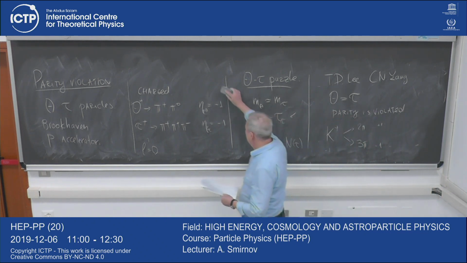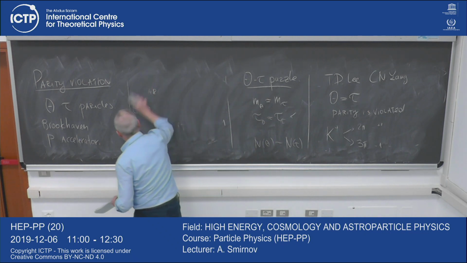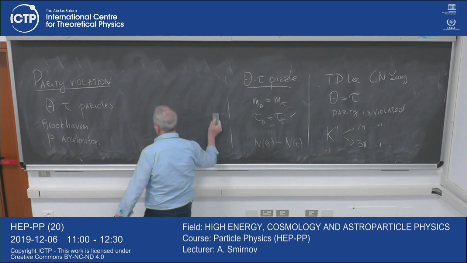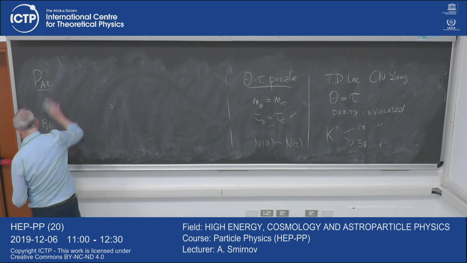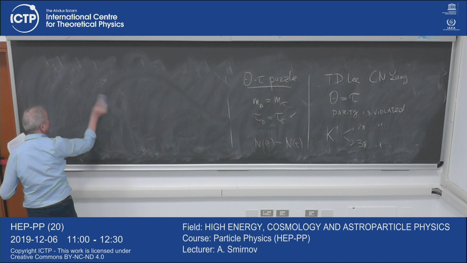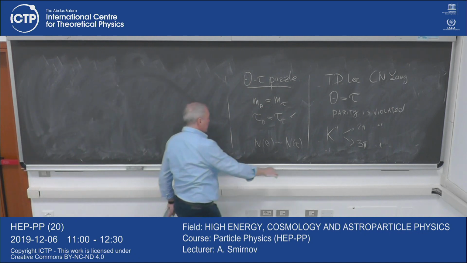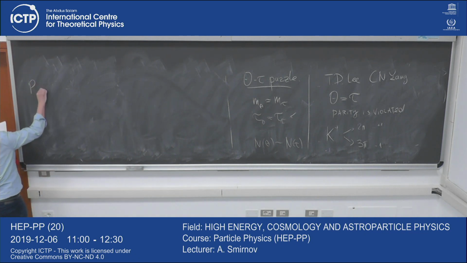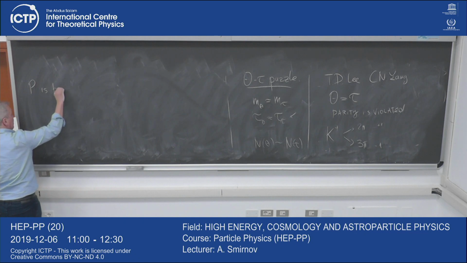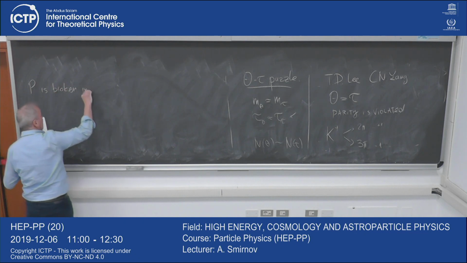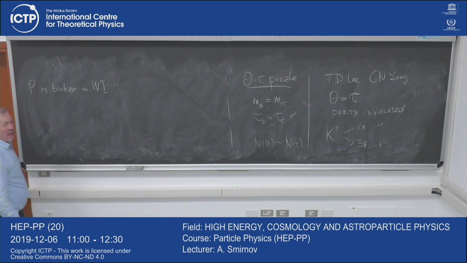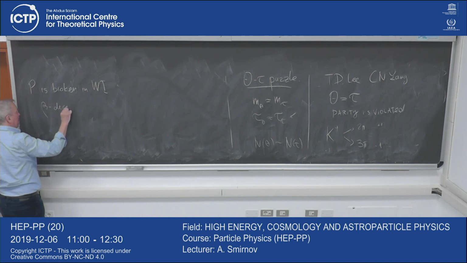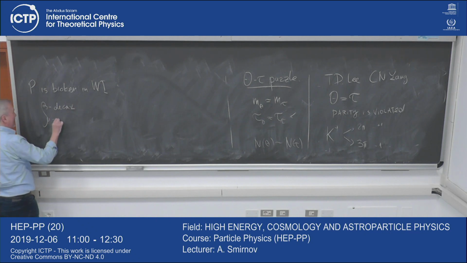So the idea was that parity is conserved in strong and electromagnetic interactions, but it is broken by weak interactions. So the conclusion is that parity is broken by weak interactions. And therefore one expects to see some manifestations of parity violation in beta decays, for instance, in muon decays.